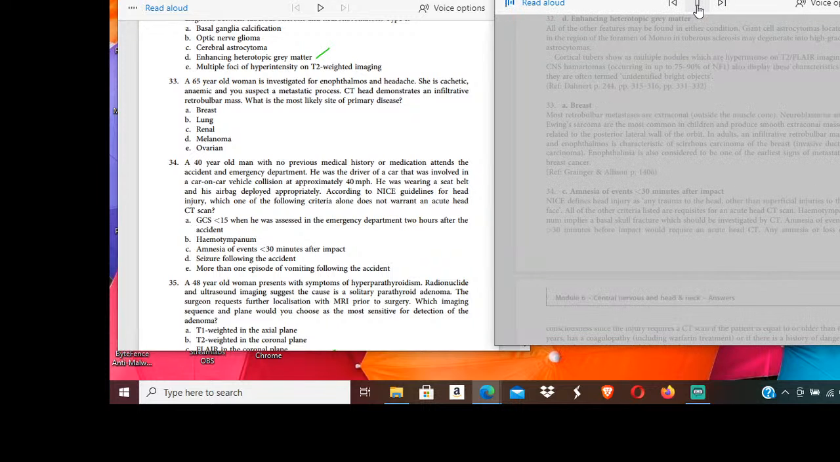D. Enhancing heterotopic gray matter. All of the other features may be found in either condition. Giant cell astrocytomas located in the region of the foramen of Monro in tuberous sclerosis may degenerate into high-grade astrocytomas. Cortical tubers show as multiple nodules which are hyperintense on T2/FLAIR imaging. CNS hamartomas, occurring in up to 75-90% of NF1, also display these characteristics. They are often termed unidentified bright objects.